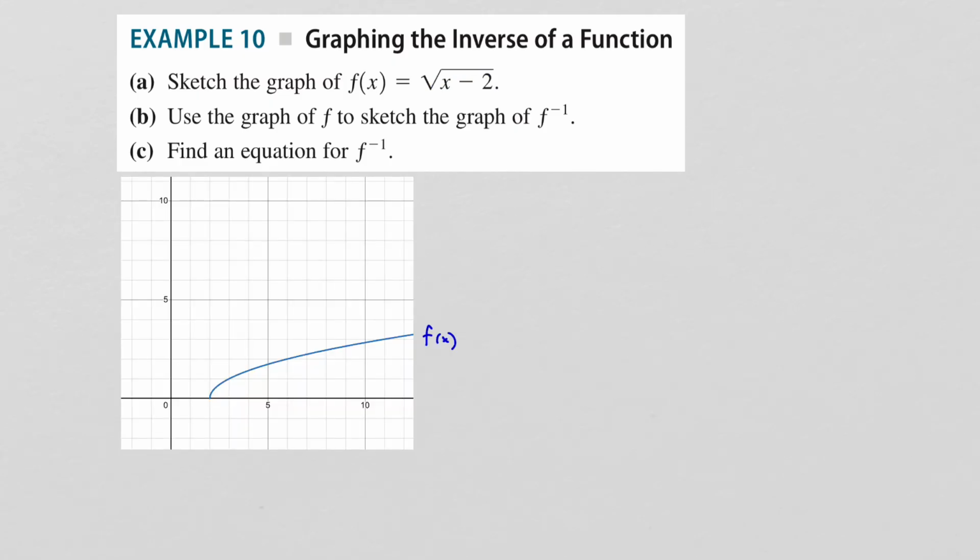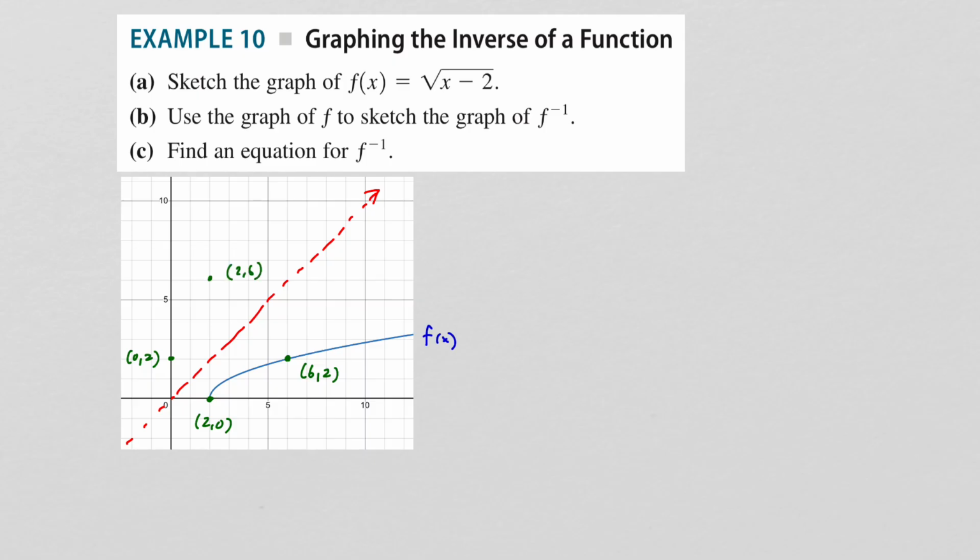So now, what is the graph of the inverse going to look like? Well, let's remember that the line y equals x is this line right here. And so the inverse has to be a mirror image across that line. So let's just take a couple of points here. This point is the point 2, 0. So on the inverse function, we're going to have the point 0, 2. And let's pick another point. This point here appears to be the point 6, 2. So then the point 2, 6 should be on the other graph.